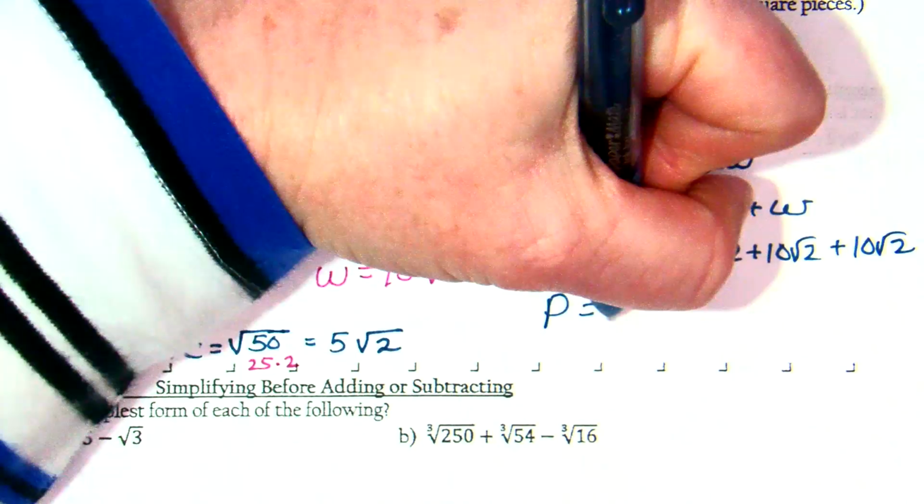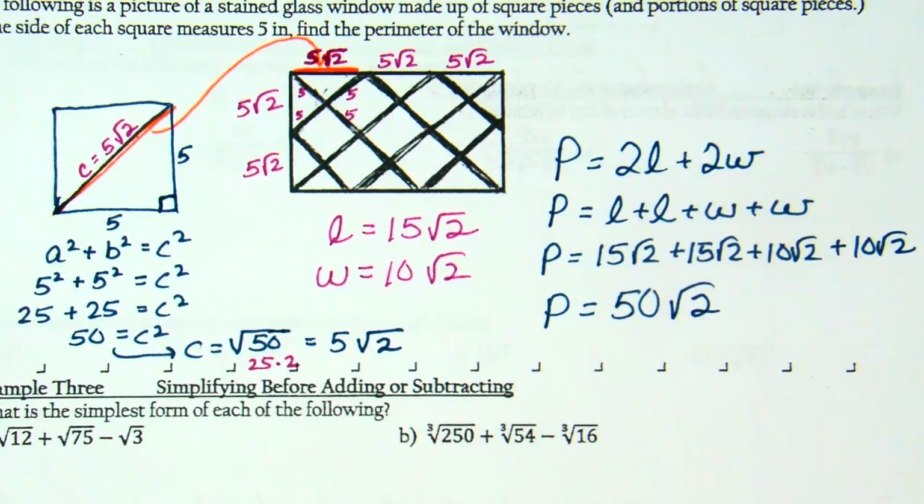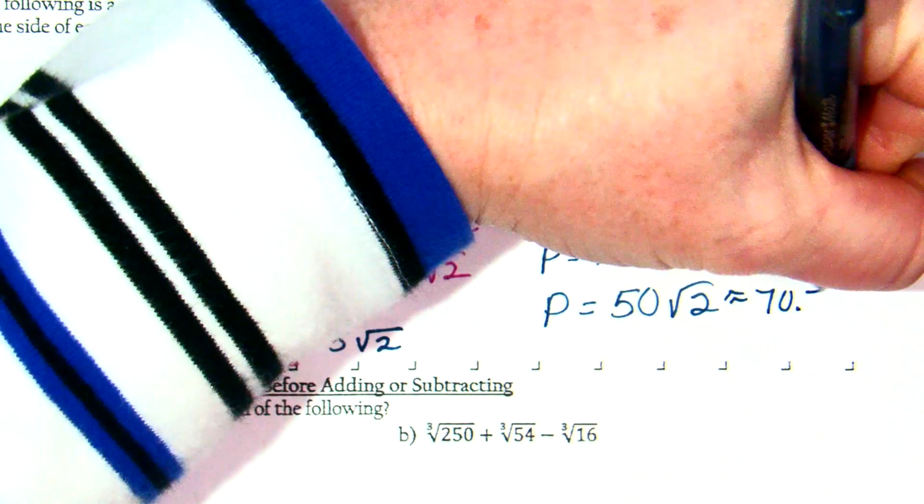Now, in this case, we're talking about the perimeter of a window. Could you convert that to a decimal? Or let me ask that differently. Could you, with the help of your calculator, convert that to a decimal? Yes. 50 square root of 2 is approximately what, according to our trusty little sidekicks? 70.7 inches.